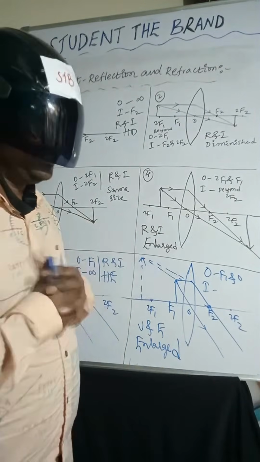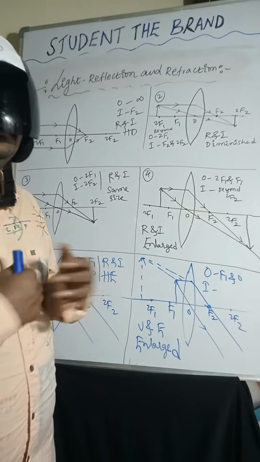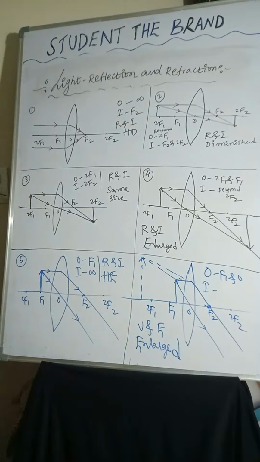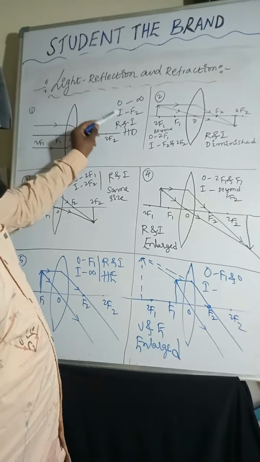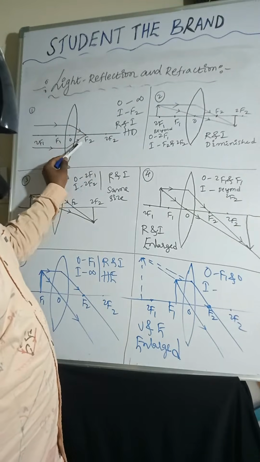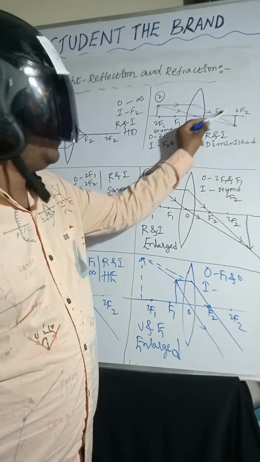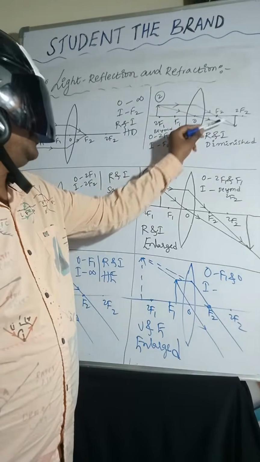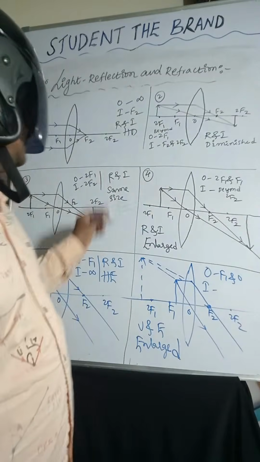I hope it is very clear, right? Check once. Object is at infinity, image will form at focus, nature of the image is real and inverted and highly diminished. Object is placed beyond 2F1, image will form between F2 and 2F2. Nature of the image is real and inverted, and size of the image is diminished.